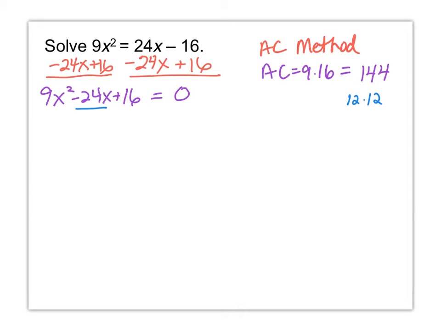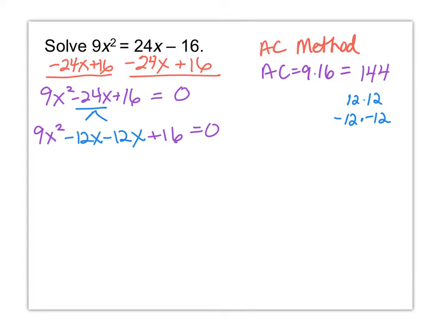Now we can find the pairs of factors of 144 that will add up to give you the middle term of negative 24x. Now 144 is 12 times 12. That will give you a positive 24, so another pair of factors is negative 12 times negative 12. That will add together to give you negative 24x. So that middle term is going to be split. The first term stays as 9x squared. The middle term, we can write it as minus 12x minus 12x. The last term is plus 16.